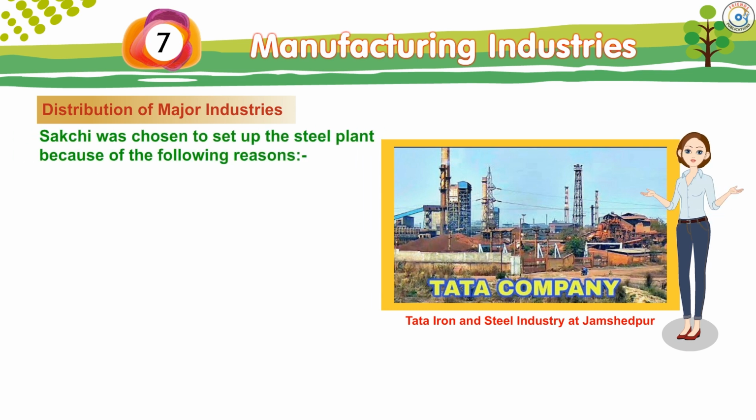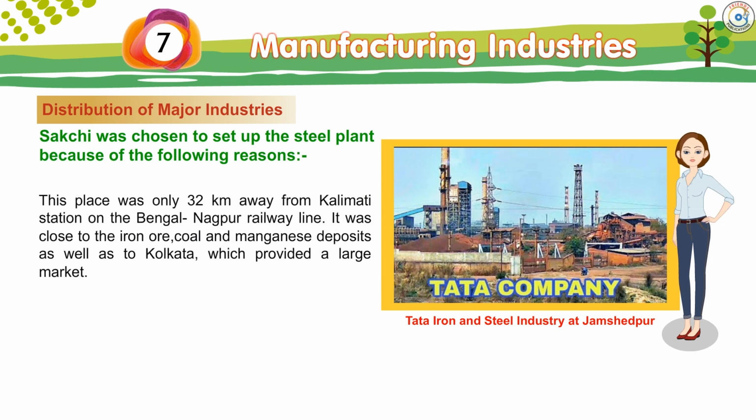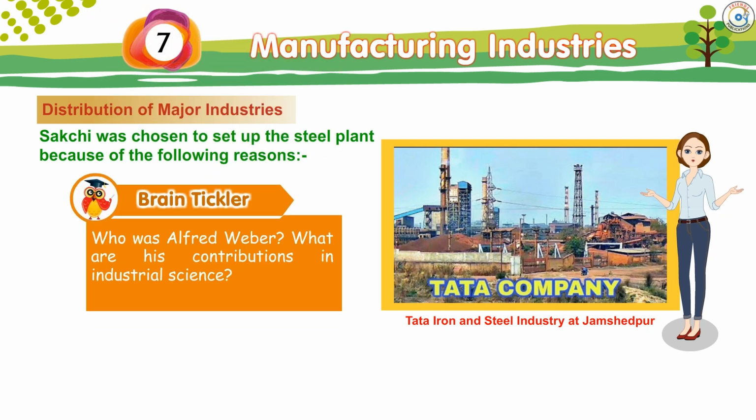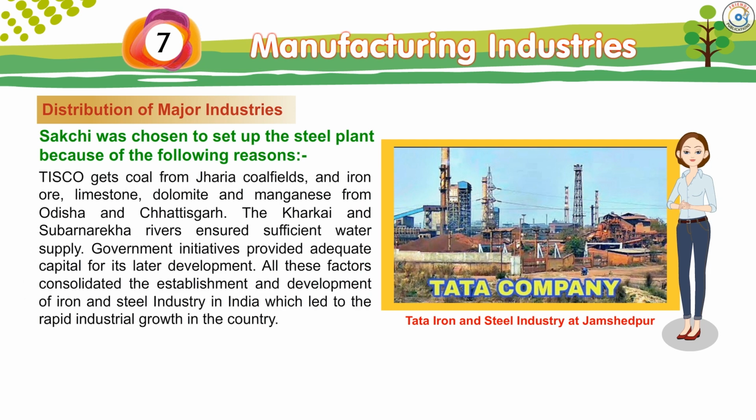Sakchi was chosen to set up the steel plant because of the following reasons. This place was only 32 kilometers away from Kalimati station on the Bengal-Nagpur railway line. It was close to the iron ore, coal and manganese deposits as well as to Kolkata, which provided a large market. Brain tickler. Who was Alfred Weber? What are his contributions in industrial science?